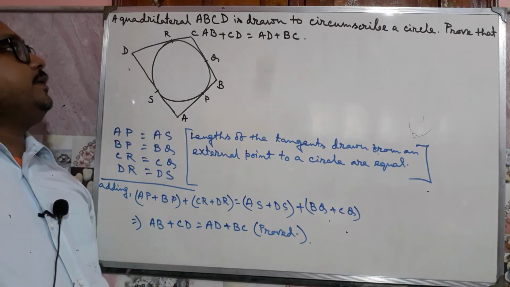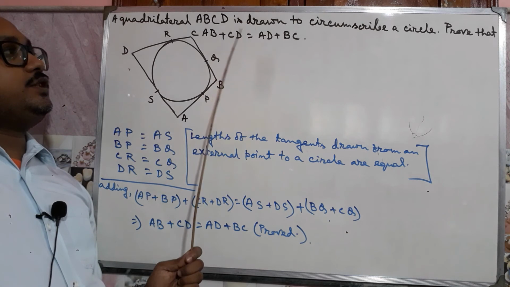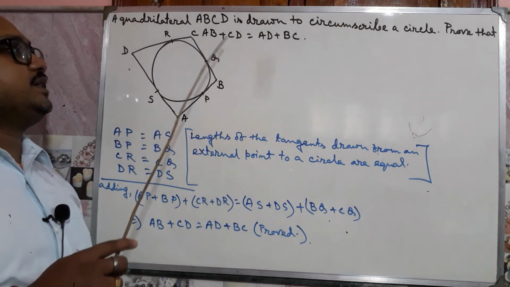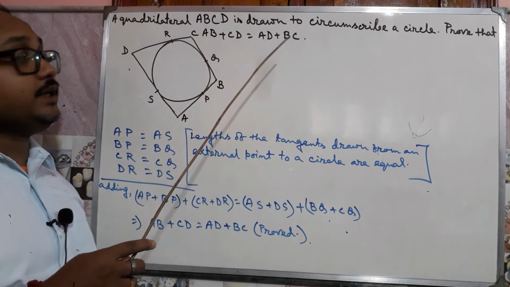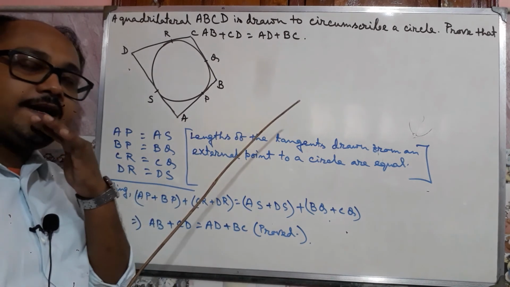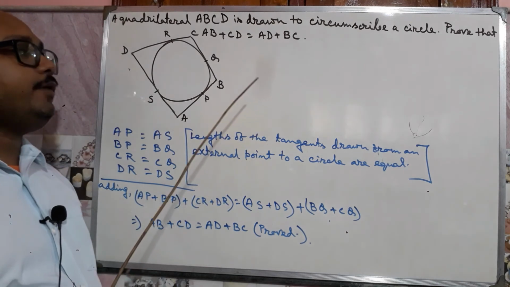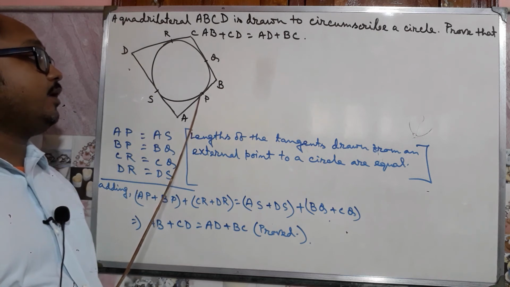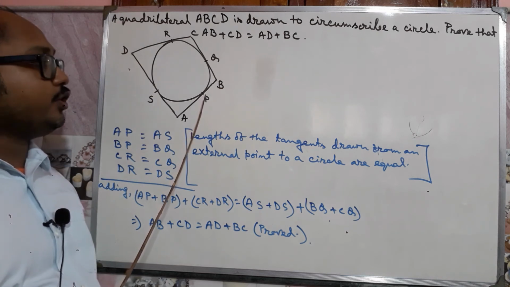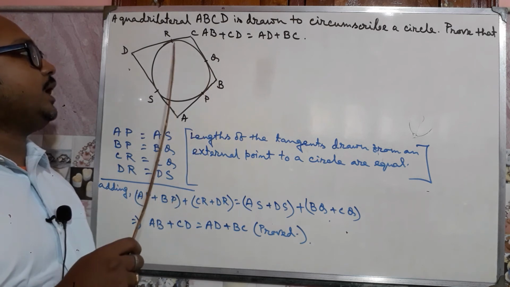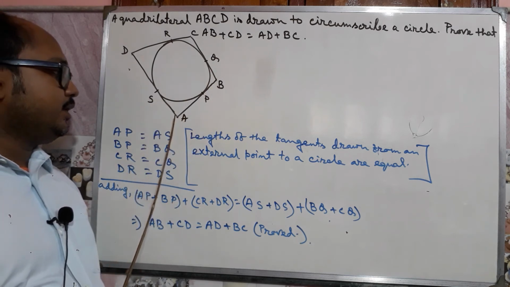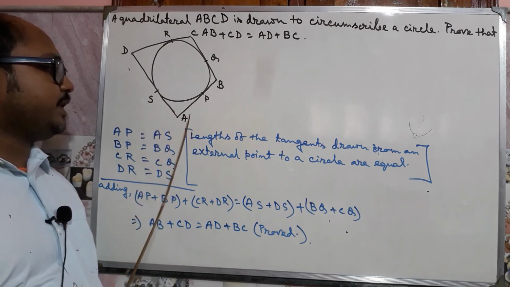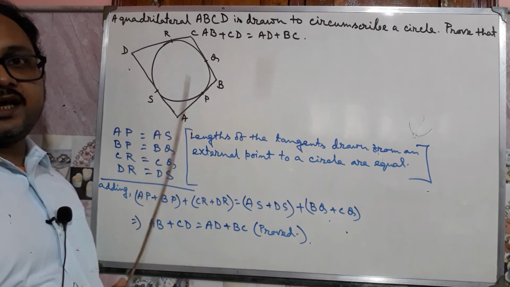A problem is given. A quadrilateral ABCD is drawn to circumscribe a circle. Then we have to prove that AB plus CD is equal to AD plus BC, that is, the sum of the opposite sides are equal. Now, let the points where the quadrilateral touches the circle, that is the points of contact, be P, Q, R and S. Then AP and AS are the tangents drawn from the external point A to this circle.